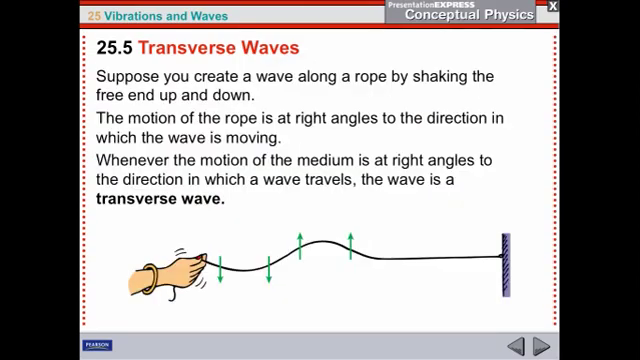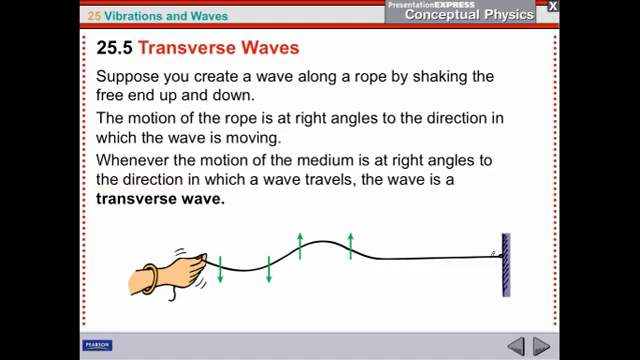All right, let's talk about different types of waves. The first type of wave that I want to talk about is a transverse wave. A transverse wave is one where the motion of the wave, the way the energy is traveling, is perpendicular to the way the particles are moving.